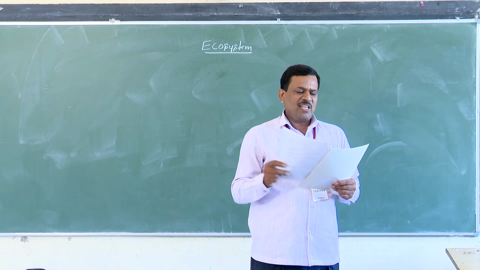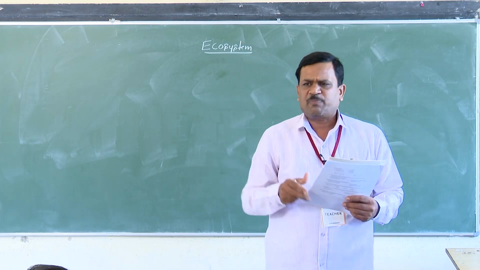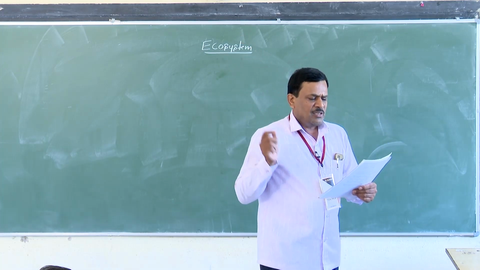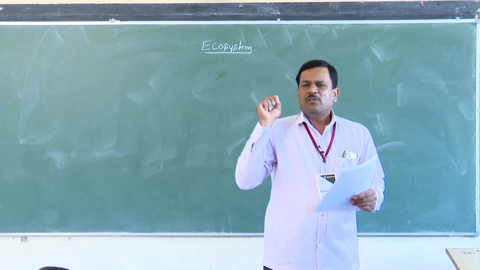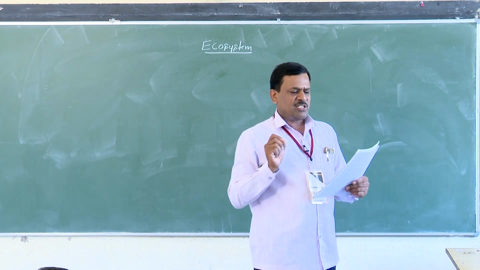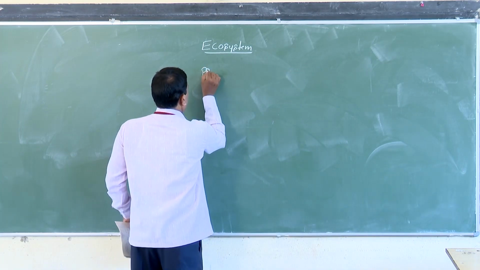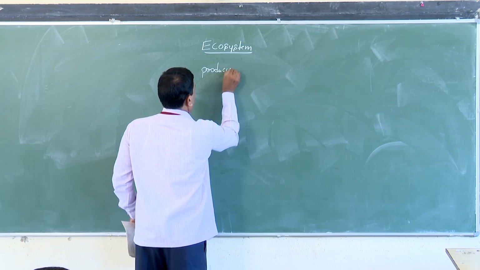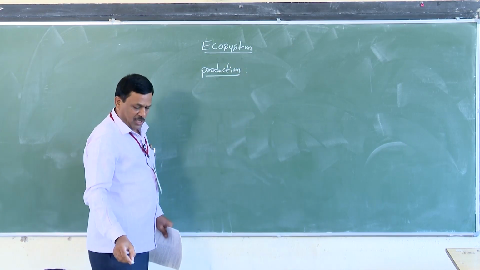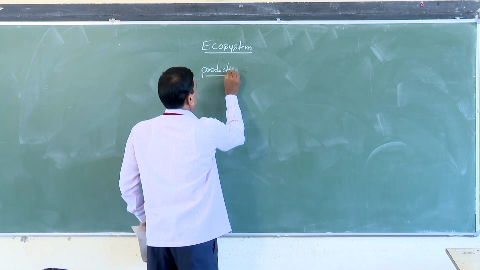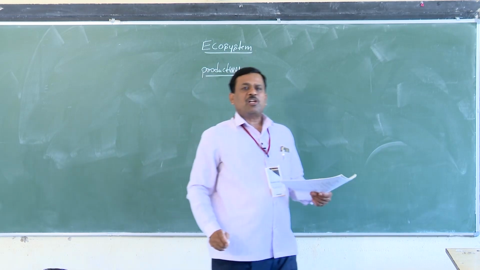Sir, what is the meaning of productivity? Very important. Note, listen, all of you, I will explain everything clearly. Productivity is the rate of biomass production, food production. The rate of biomass production is called productivity.